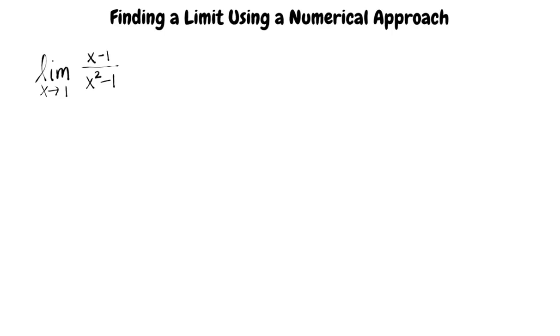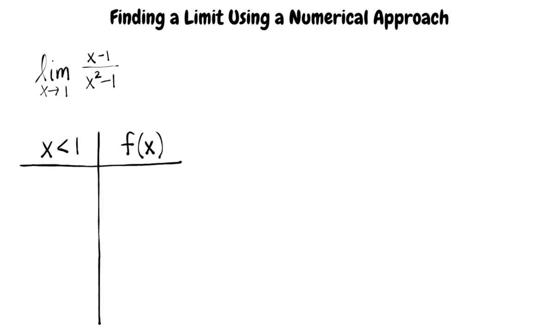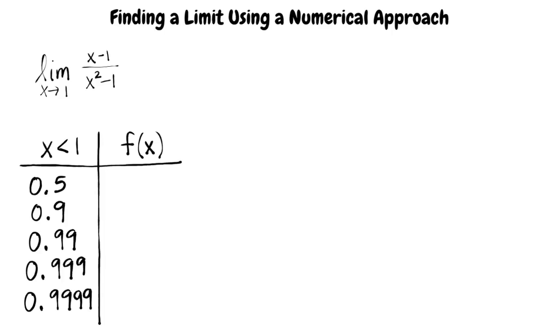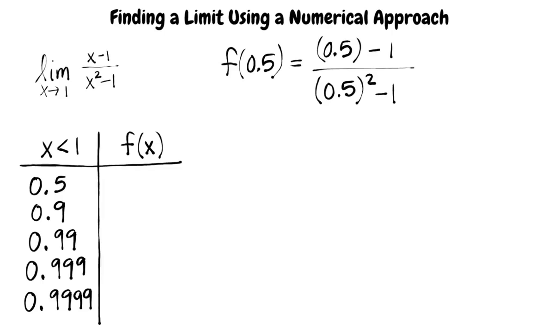For this approach, we will use a table to find the values of f of x as x gets closer and closer to 1 from each side. First, we will approach 1 from the left side, or when x is less than 1. We will start at x equal to 0.5, then 0.9, 0.99, 0.999, and finally 0.9999.